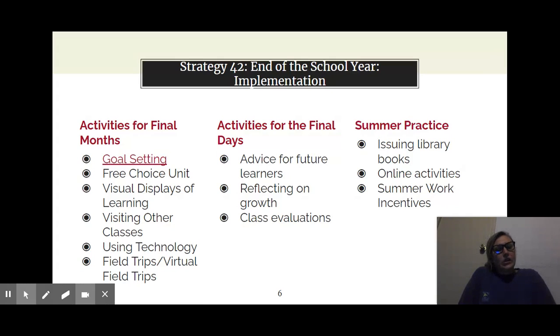It's also important to encourage summer practice so students do not fall behind and slip up on their progress over the summer. Some schools have a program in place where libraries issue books or librarians visit classrooms so they can get library cards to check out books over the summer. Some schools provide students with online activities and online applications they can use. Also, some schools have summer work incentive programs in place. So if students complete work over the summer, they will receive extra credit or heightened grades when the next school year starts.